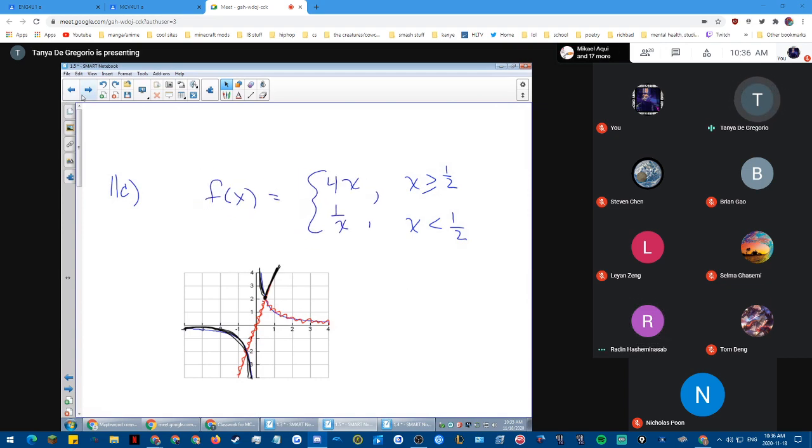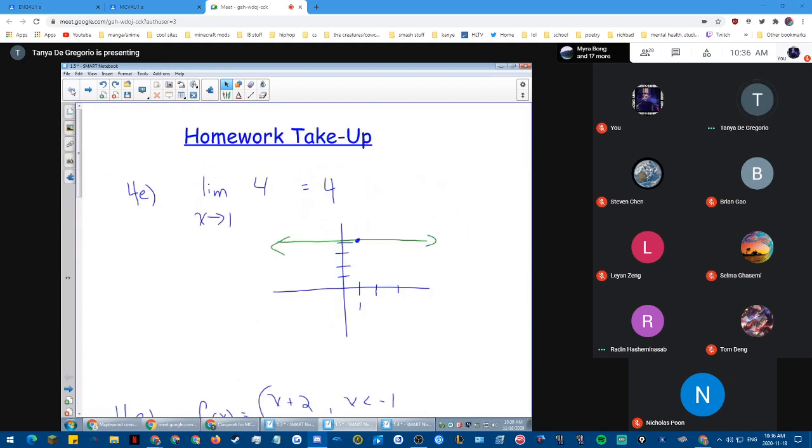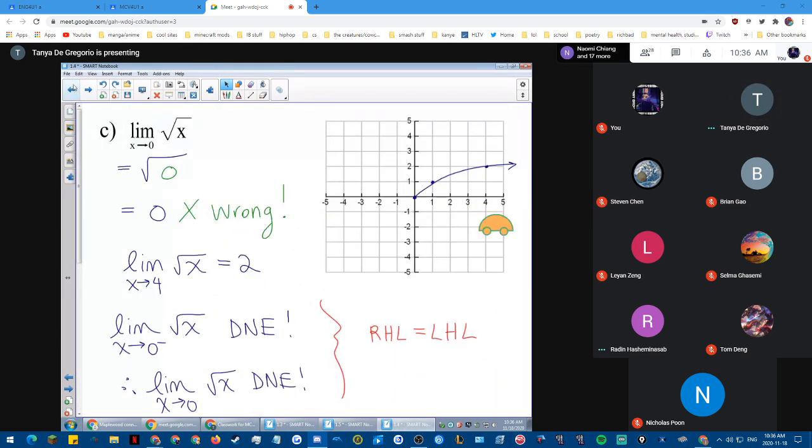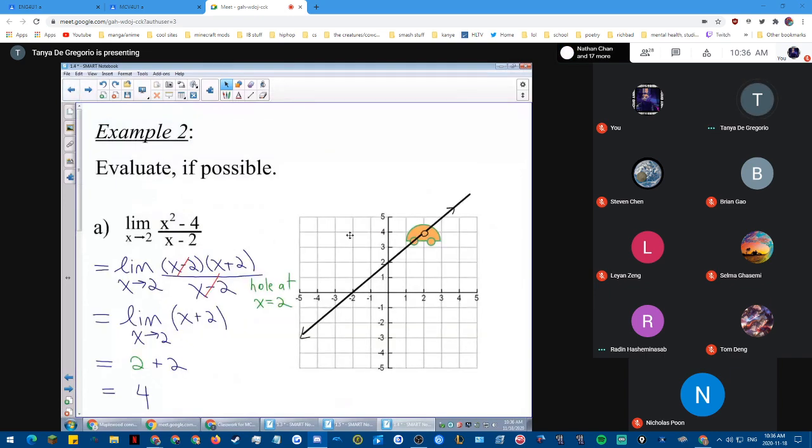But remember, with limits, even if there's a hole, the limit exists. Look. If I go on the road, it continues on both ends. We end up at the same spot. So this limit does in fact exist. Okay. Cool? Thanks. You're welcome.